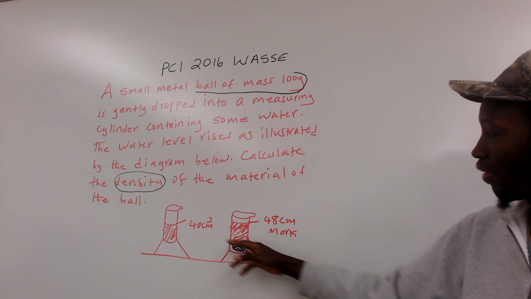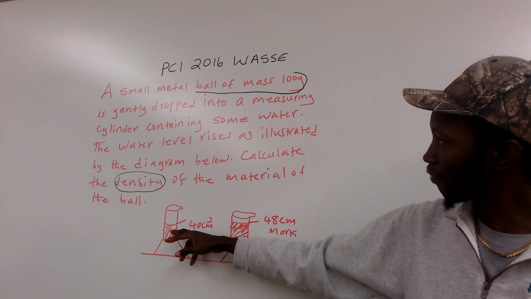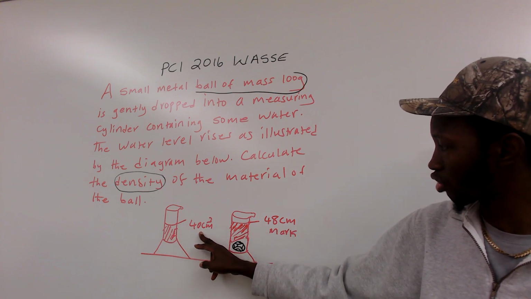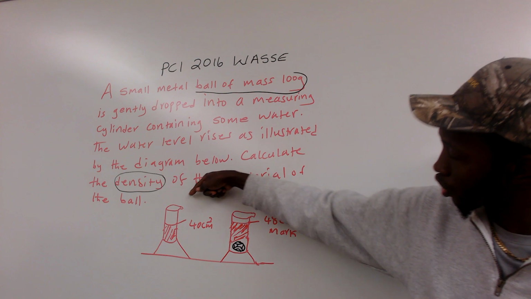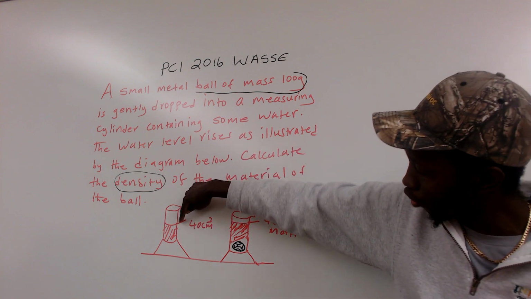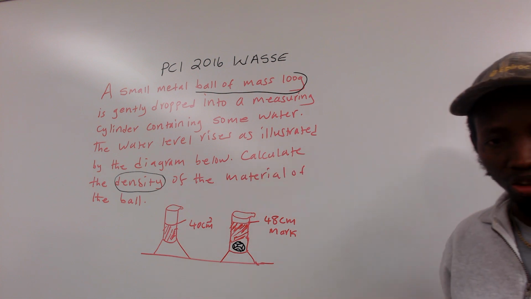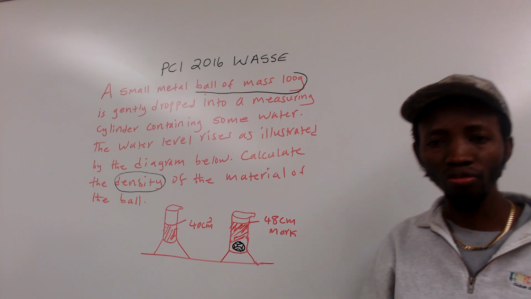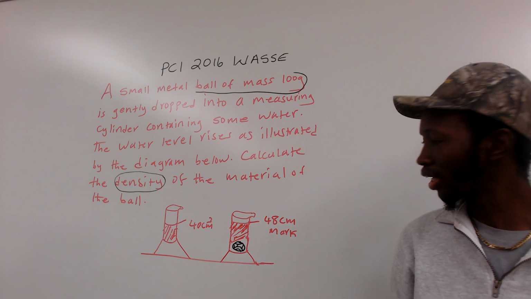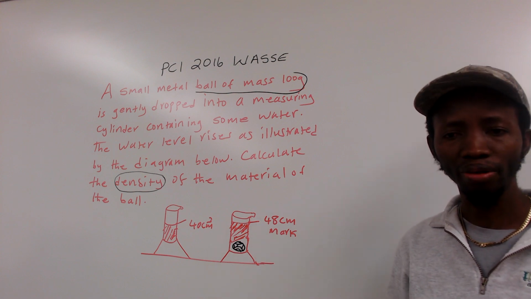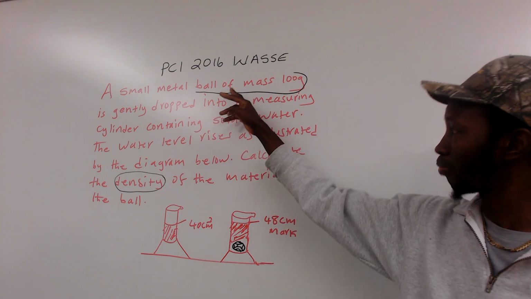Similarly, the initial volume in this cylinder is 40 centimeters cube. When the ball is dropped here, as in the second diagram, the volume increases from 40 to 48. Here we are tasked to find the density, but we cannot find it when we don't know the volume of the material, and the material here is the ball.